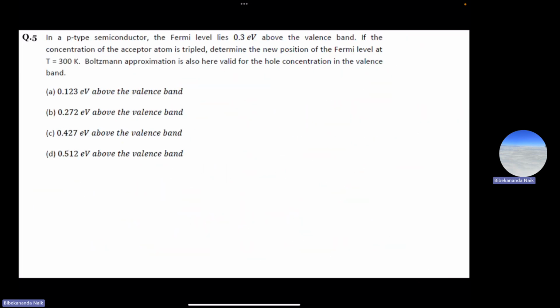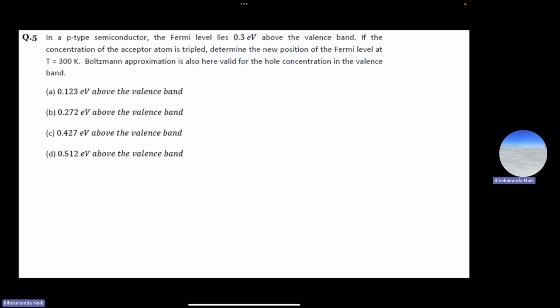So now we'll move to question number 5. The question says in a p-type semiconductor, the Fermi level lies 0.3 electron volt above the valence band. If the concentration of the acceptor atoms is tripled, determine the new position of the Fermi level at 300 Kelvin. Boltzmann approximation is also valid here for the hole concentration in the valence band. The options are: A, 0.123 eV above the valence band.